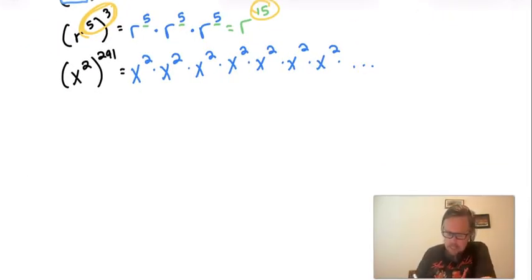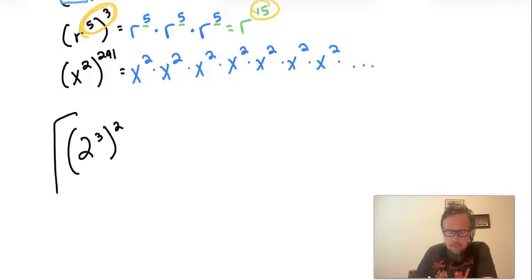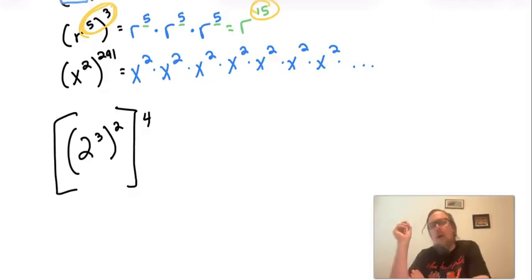So let's go ahead and try one. Let's do 2 to the 3rd power to the 2nd power. And you know what? That seems too easy. Let's get crazy. Let's give it a 3rd exponent. We're going to get wild here. So this is 2 to the 3rd squared to the 4th. So we've got one base with 3 exponents on it.